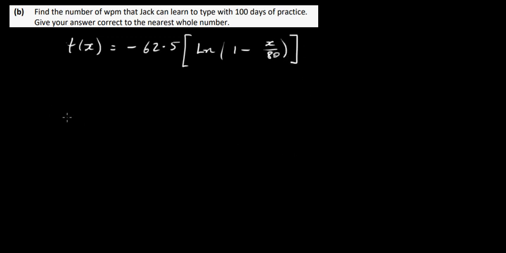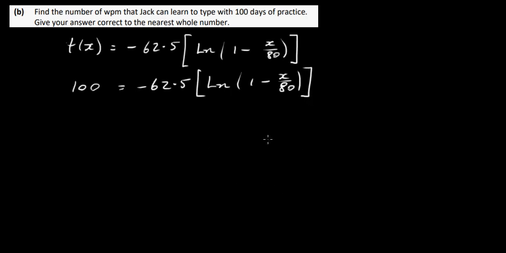Now let's put in our information here that we're given. Well, we're given the time here, so the time is 100 days. We've got our minus 62.5. We have our log 1 minus x over 80, and we've got to simplify this to try and get x on its own. We've only got one variable in here now, x, which is the words per minute that we've got to work out. So let's start. Let's see, what do we do first?